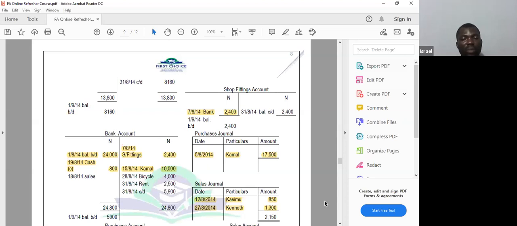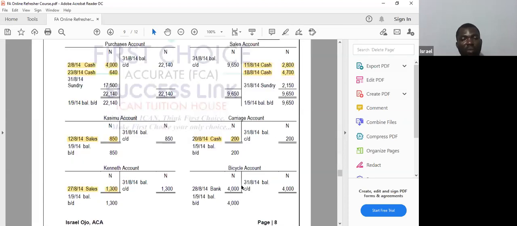Then after that also, we need to move on to the bicycle. We have the bicycle to be what? To be 4,000 as where? Bicycle to be 4,000 naira as where?